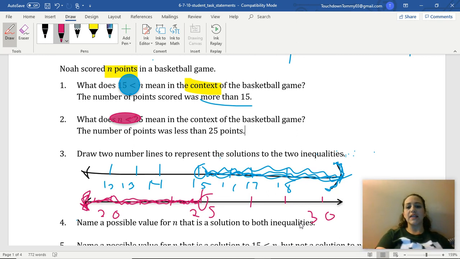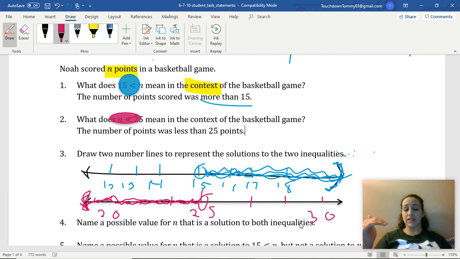So a number that is a solution for both inequalities, well, on the blue one, we said it could be 16, 17, 18, 19, 20, 21, 22. And on the purple one, the bottom one, we said it could be 24, 23, 22, 21, 20. Notice I'm saying some of those same exact numbers again. Those numbers are anything that are in between 15 and 25. So higher than 15, lower than 25.